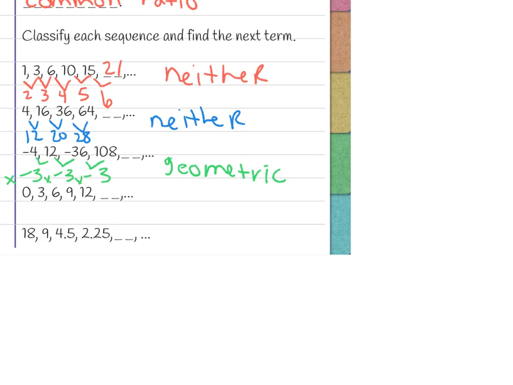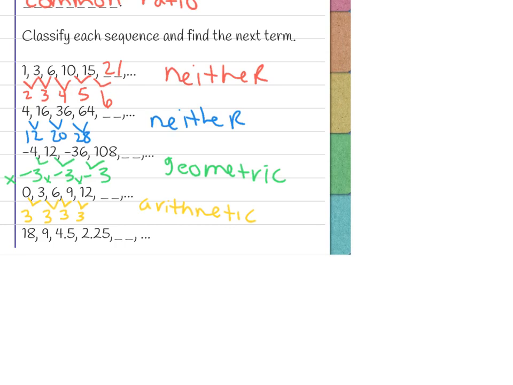All right, for the next one, let's see if we can find a pattern between the 0 and 3. So 0 plus 3 will give me 3, right? 3 plus 3 will give me 6. 6 plus 3 gives me 9. 9 plus 3 gives me 12. So that one was easy. We found that if you add 3 to each value, it gives you the next value. So this would be arithmetic.